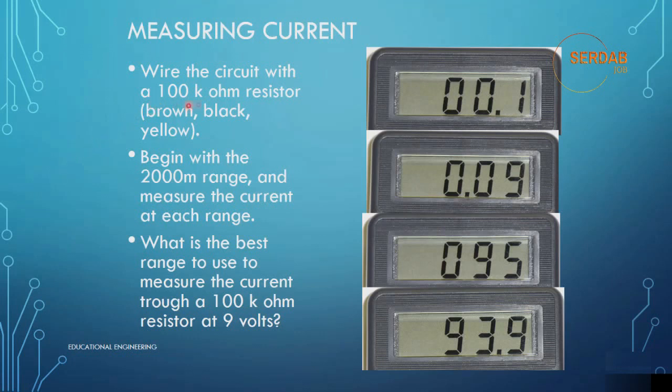As you can see, in case of the 100 kilo ohm resistor, brown, black, yellow, if we started with a 2000 milliamp, it will give us 0.09, and going further it will give us a higher resolution depending on the range. That's it for the practical part for measuring current. Next we will be measuring resistance.